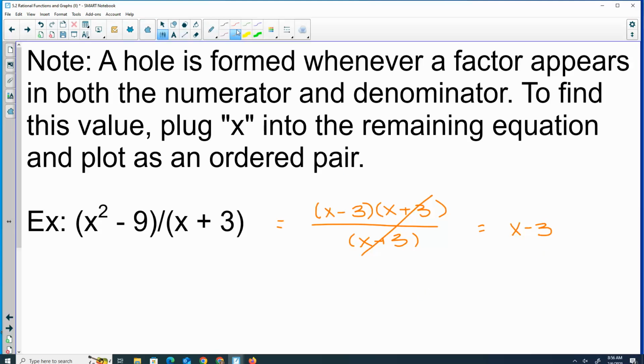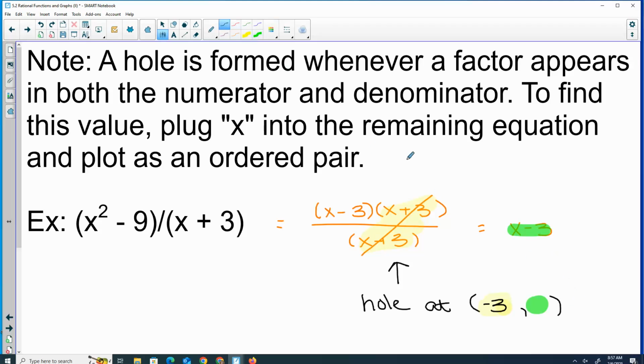So when that happens, there is a hole, an empty circle in the graph, at, and then we'll have to be able to find the ordered pair. The x value of the ordered pair comes from the thing that canceled. What makes x plus 3 equal 0? Negative 3. So that's the x value. To get your y, you plug negative 3 into what's left.